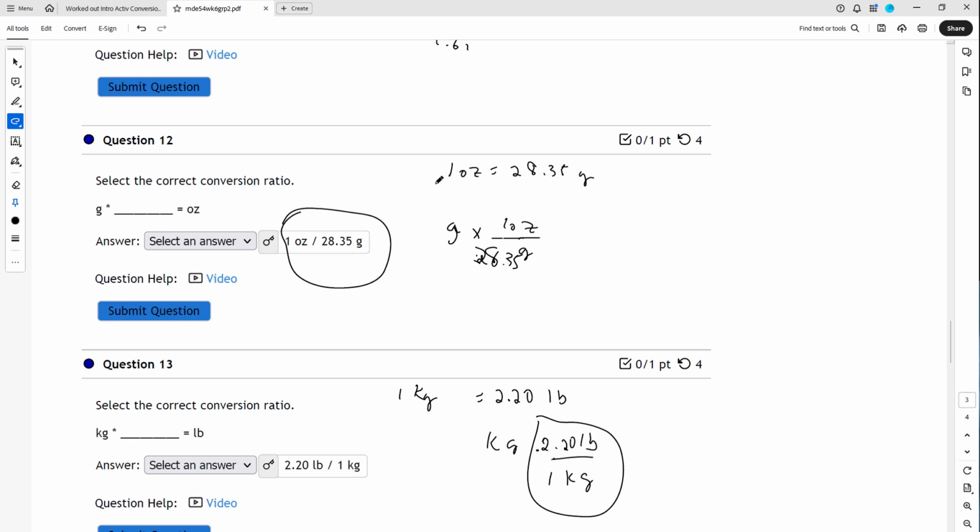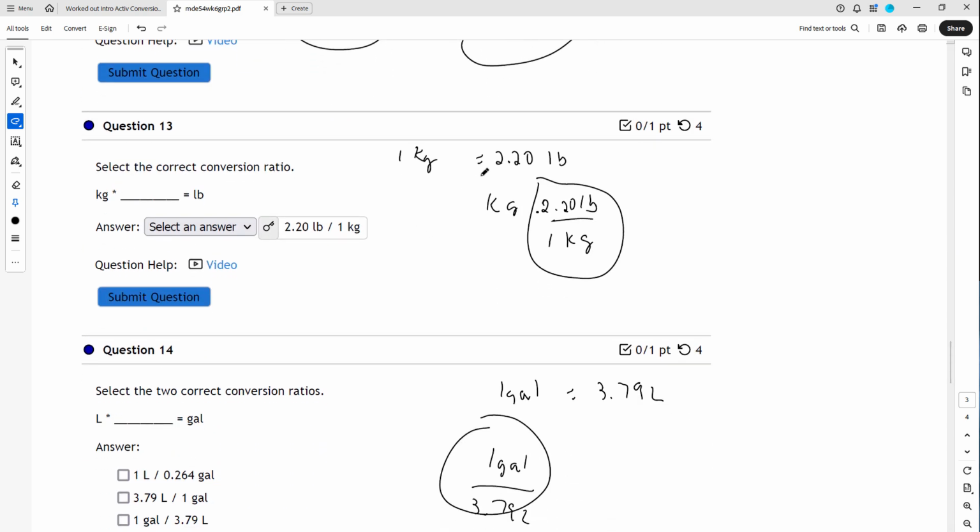All right, 1.01 ounce. So when I multiply, I want grams to cancel out and replace with ounces. Okay. So there's my relationship there. 1 ounce is 28.35 grams. One kilogram is 2.205 pounds. So to multiply, I want kilograms to cancel out and replace with pounds. So that's what it looks like there.